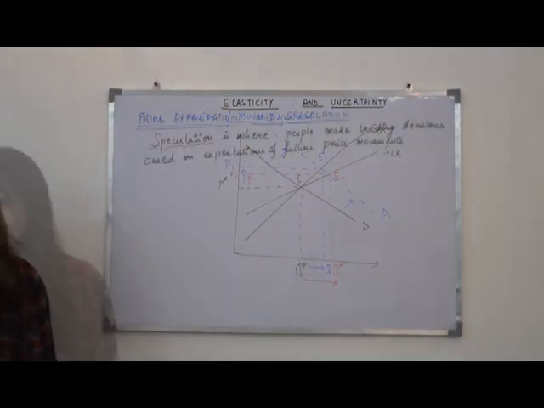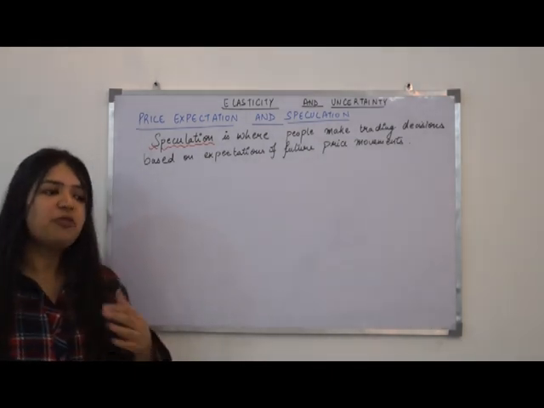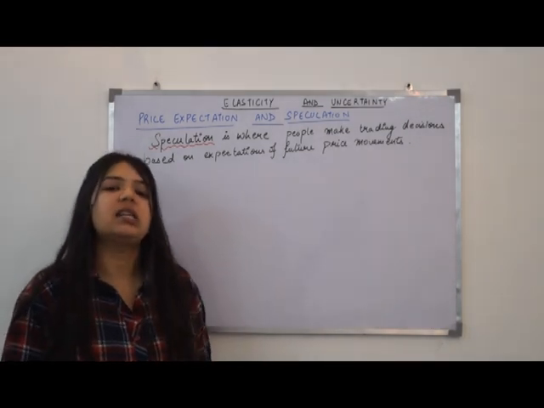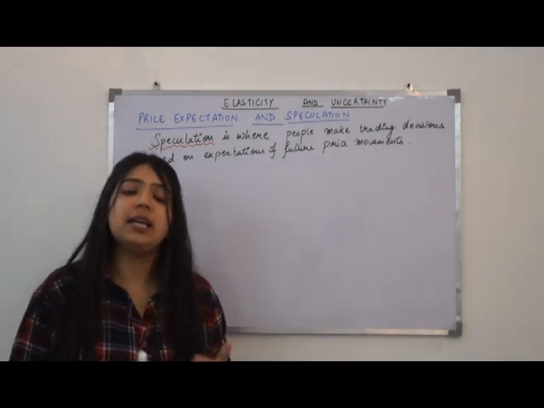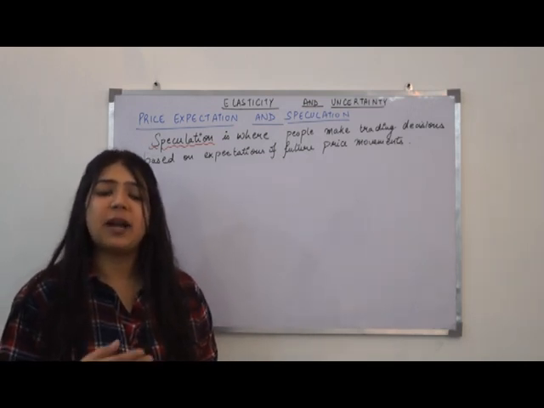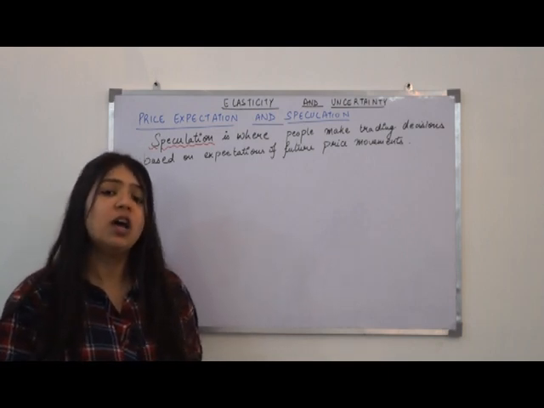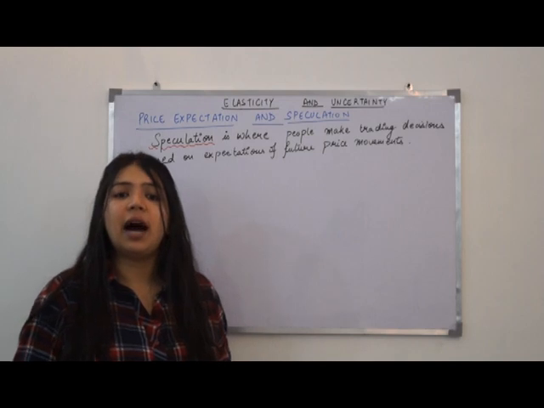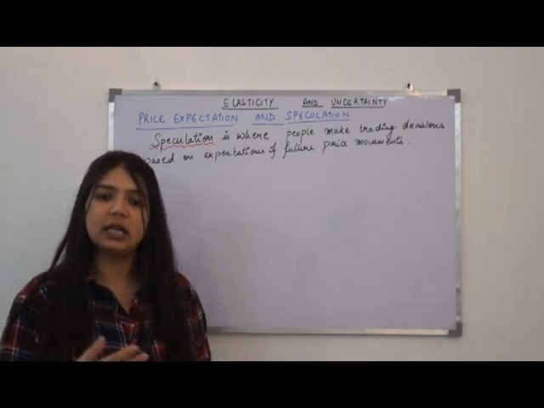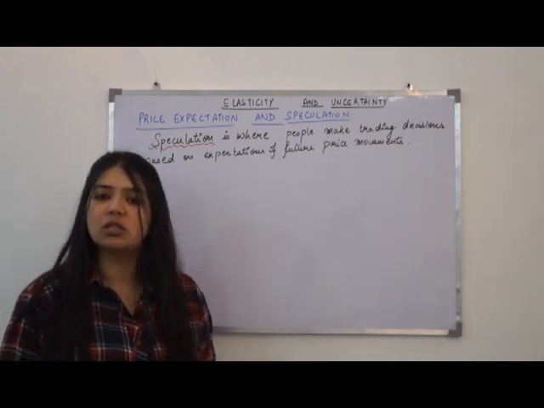Now, on several occasions, we have seen that expectation of future price movements does impact our demand and supply in the current scenario. Why? Because if people expect the prices to increase in the future, they will start buying more and more right now in order to avoid buying at a higher price. And that is why it will lead to an increase in demand. And an increase in demand is what? A shift in the demand. So it is going to shift the demand curve towards the right.